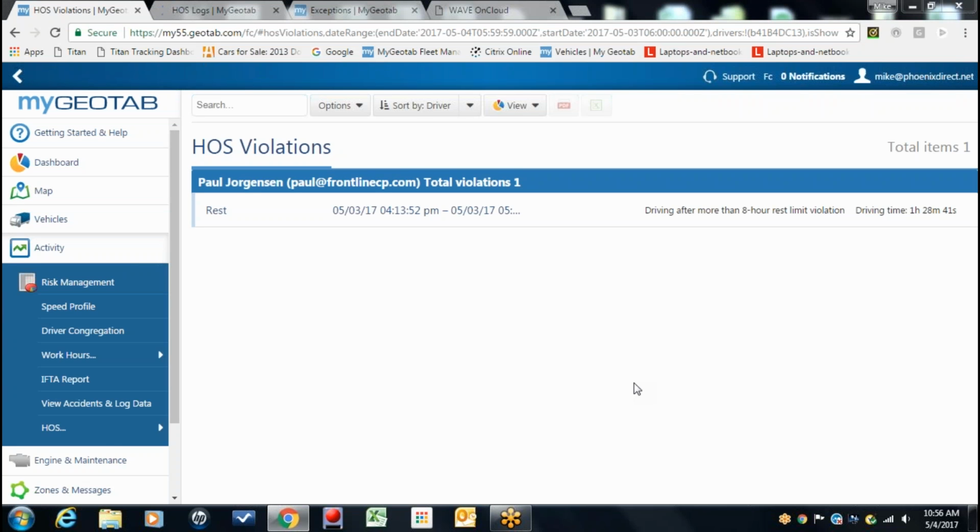Okay, I'm going to quickly show you how to make an edit or add in a 30-minute break when an employee forgets to do that. In this case, you have Paul Jorgensen. It says here, driving after more than 8-hour rest limit violation. He drove for 1 hour and 28 minutes. Okay, so we know the violation.